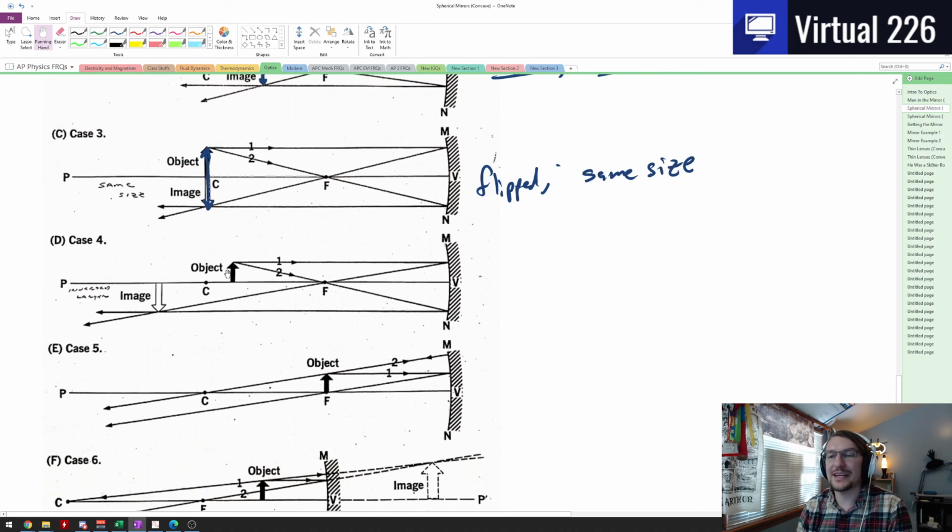And then once we start getting inside the center of curvature, this is when we actually start creating a magnifying system. Our object is only this big, but our image is much bigger. It's still flipped, meaning that it's real, but we're bigger. And we're starting to shift the image out.